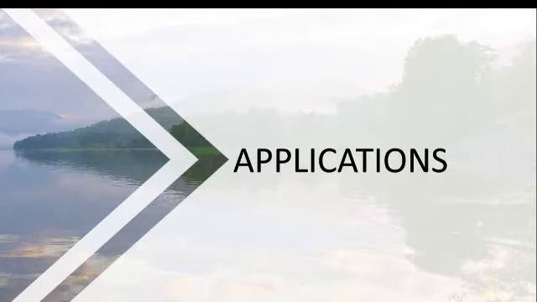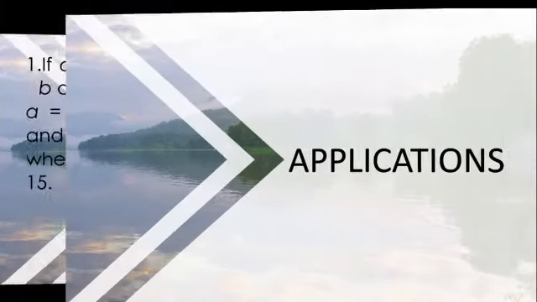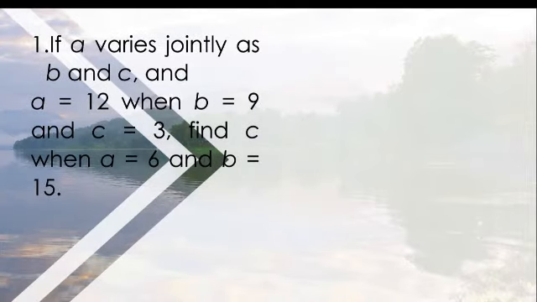Okay, let's go over now with the applications. Start with the first one. So, mag-solve na tayo ngayon. So, in example number 1, we have, if A varies jointly as B and C and A is equal to 12, when B is equal to 9 and C is equal to 3, find C when A is equal to 6 and B is equal to 15.